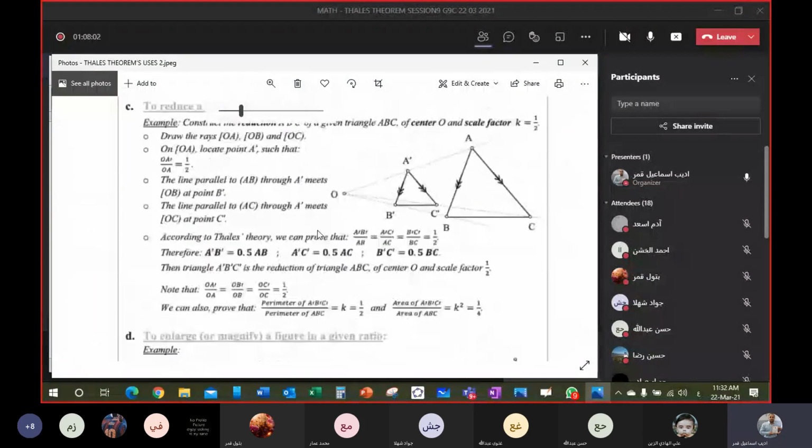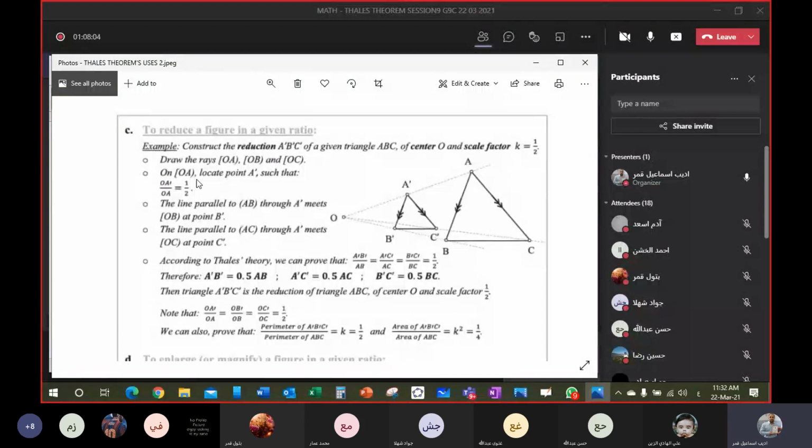On the ray OA, locate point A prime such that OA prime equals 1 over 2 of OA. In this case, where the scale factor is 1 over 2, A prime is the midpoint of OA. The line parallel to AB through A prime meets the ray OB at B prime.